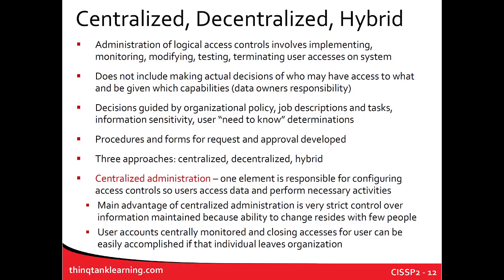To manage access in an efficient manner, we have three different options. We have centralized administration, decentralized administration, and hybrid administration. So we'll break down centralized first. A single person or a single authority configures and manages the access controls. Now, why is this a positive approach? Well, because it makes sure that we have strict oversight. It's easier to revoke access if somebody leaves the organization.